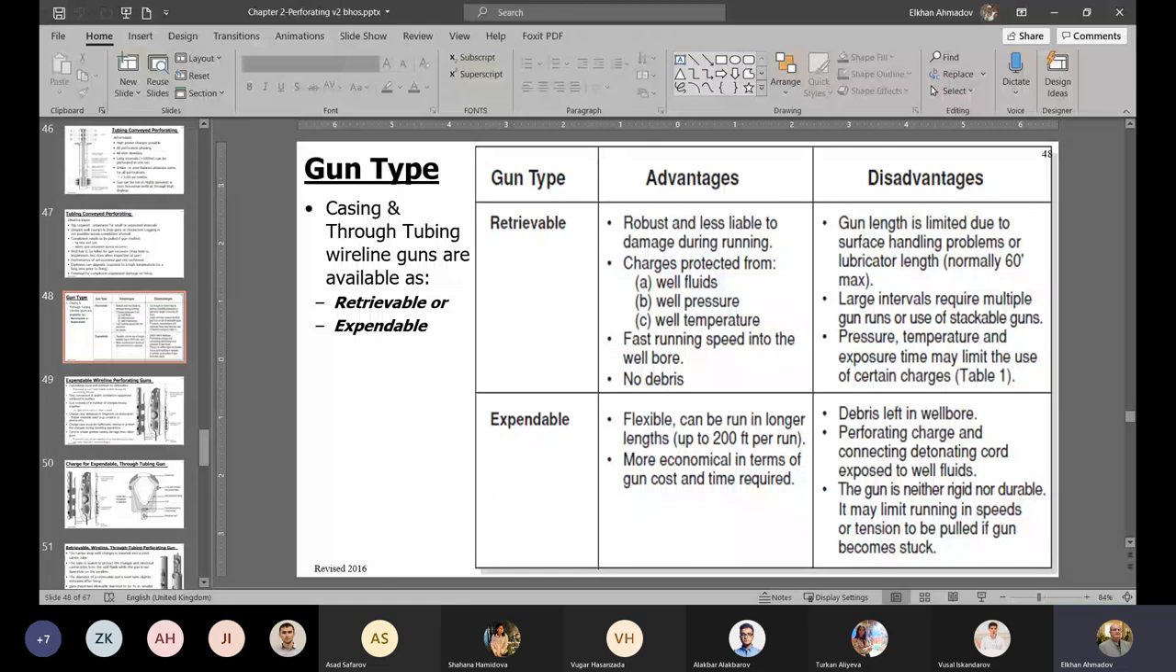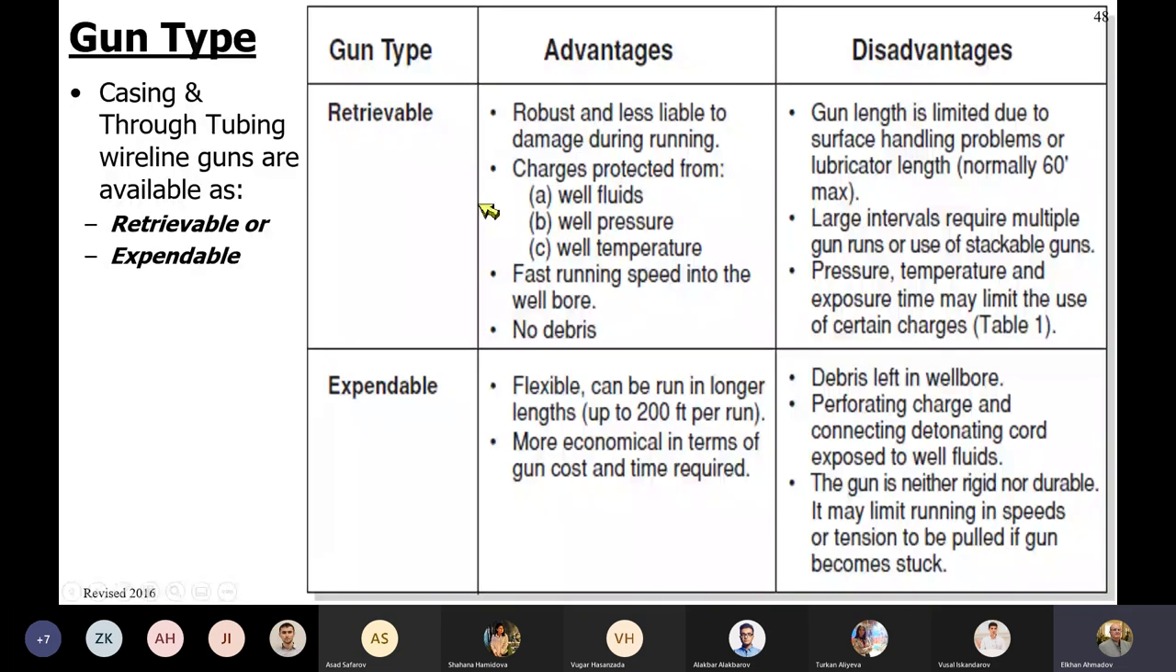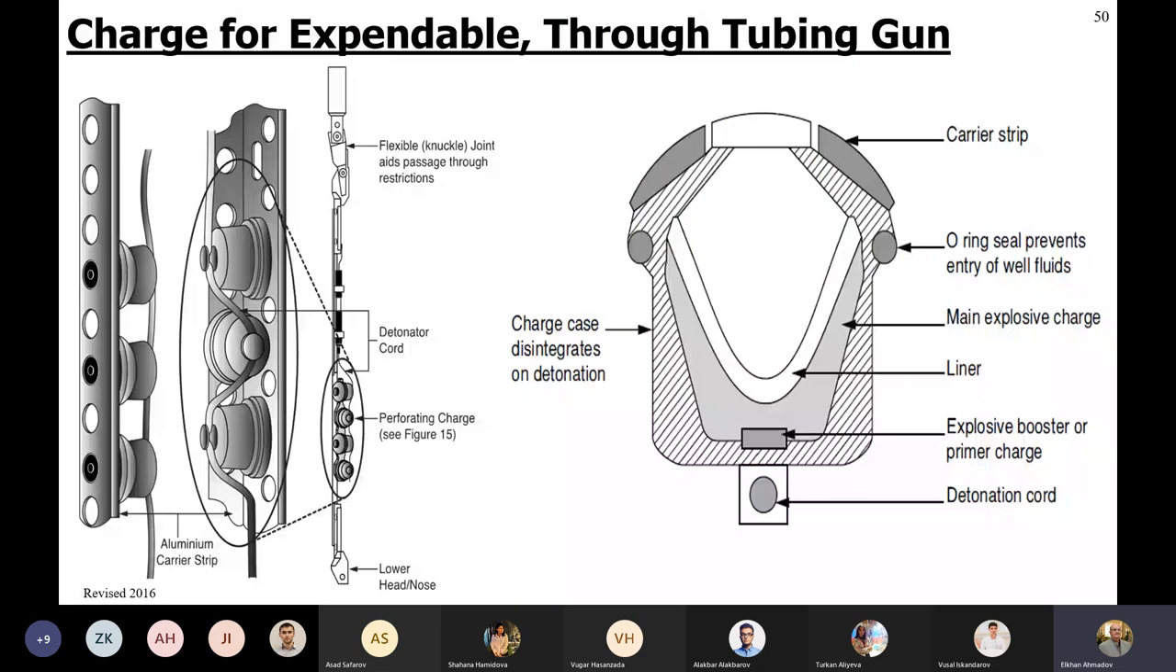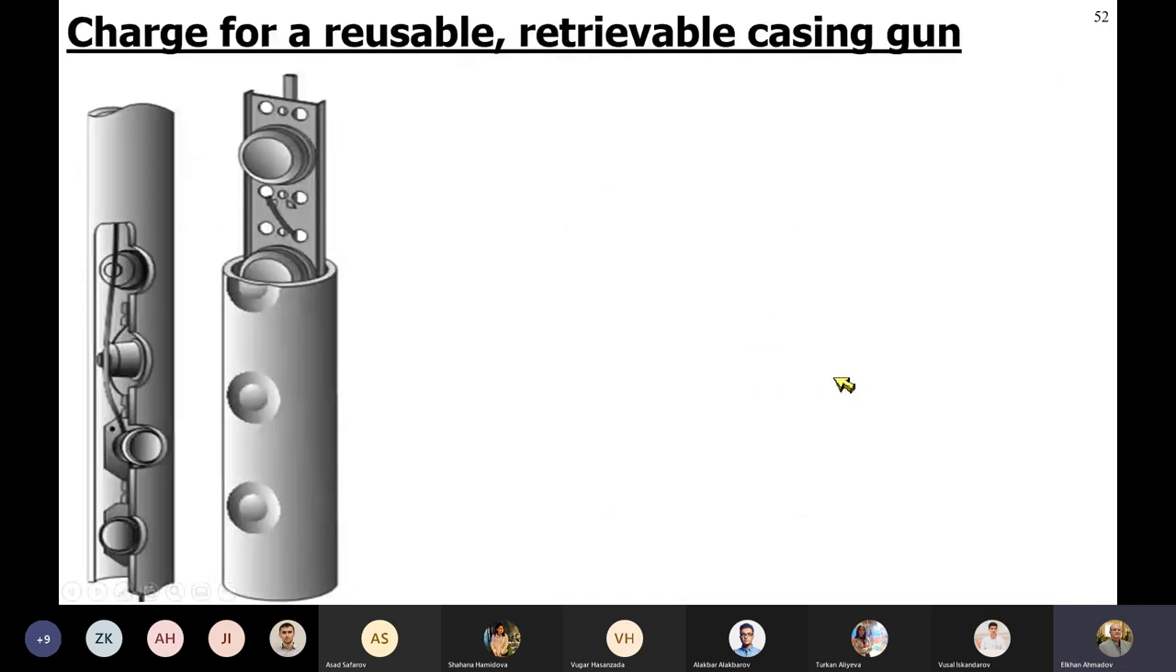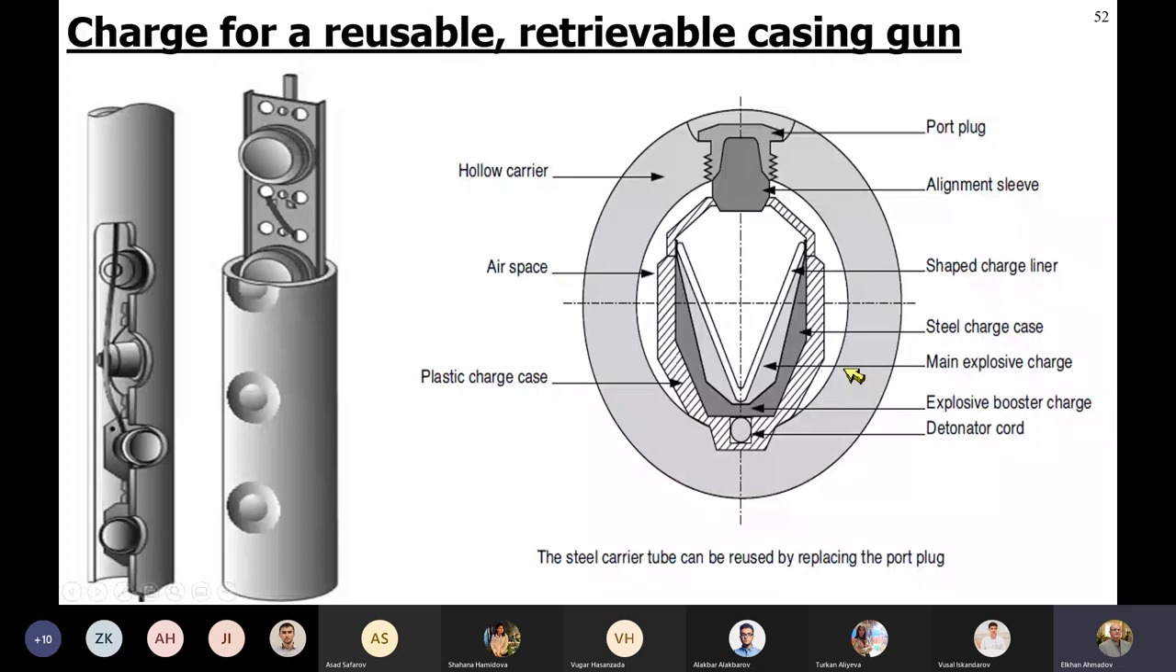From the previous lecture, we learned retrievable and expendable gun types. What are the advantages and disadvantages of each type? How are they arranged and constructed before running into hole? What are the differences in charge construction for retrievable and expendable charge? The charge itself is the same, but the arrangement in the gun system is different because of carrier type.